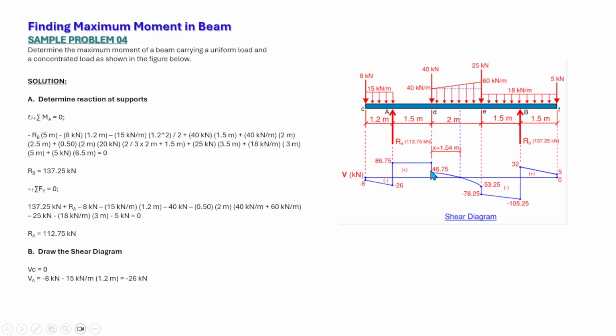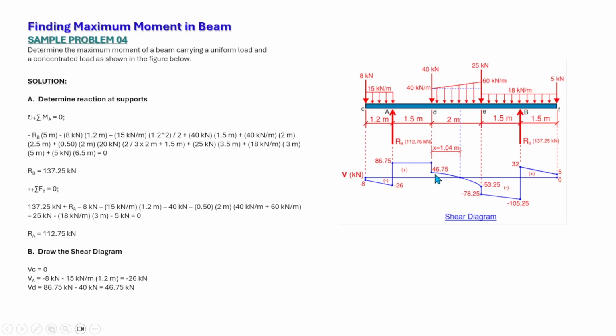Now the shear just to the right of point D, we have 86.75 minus 40, that is equal to 46.75. So we have here 86.75 minus 40 kilonewtons, so it drops to 46.75. So from this point to that point, we have a trapezoidal loading.